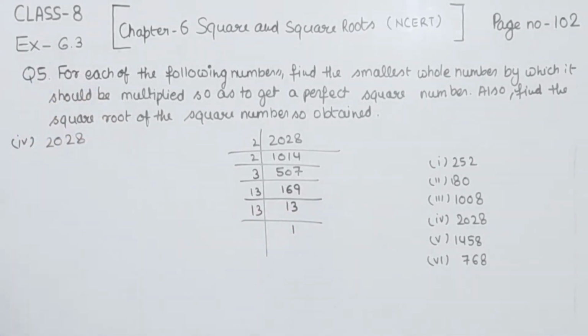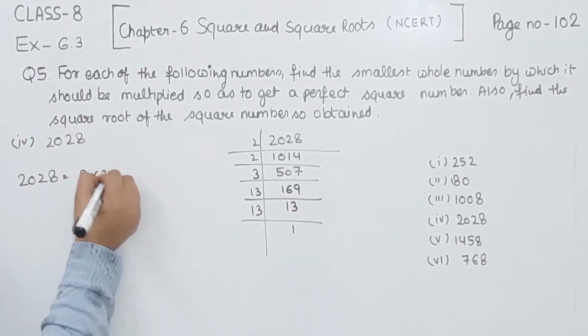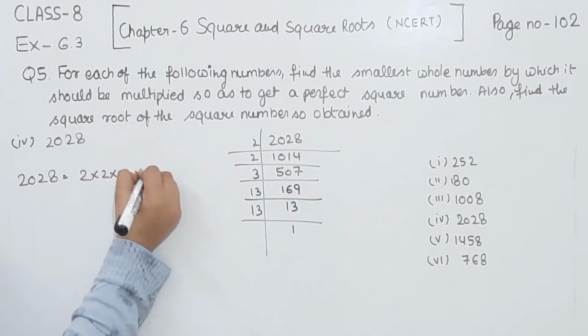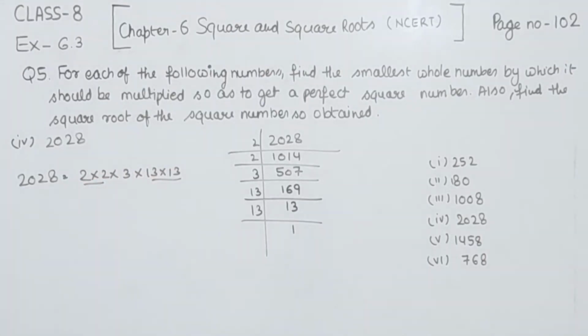So we are having the factors of 2028 as equal to 2 multiplied by 2 multiplied by 3 multiplied by 13 multiplied by 13. So we are not having the pair of 3 in this number. So we are going to multiply the number by 3.